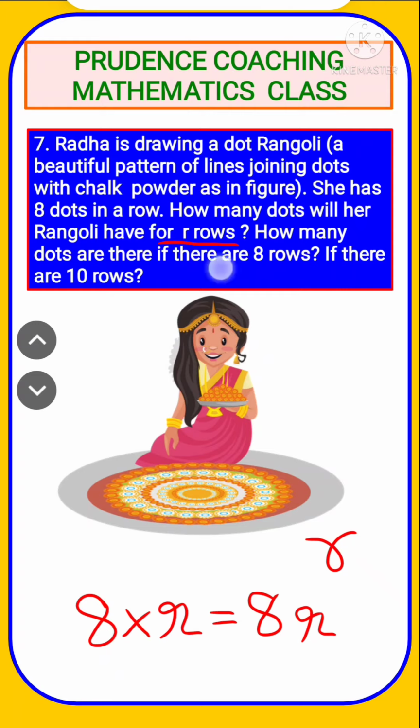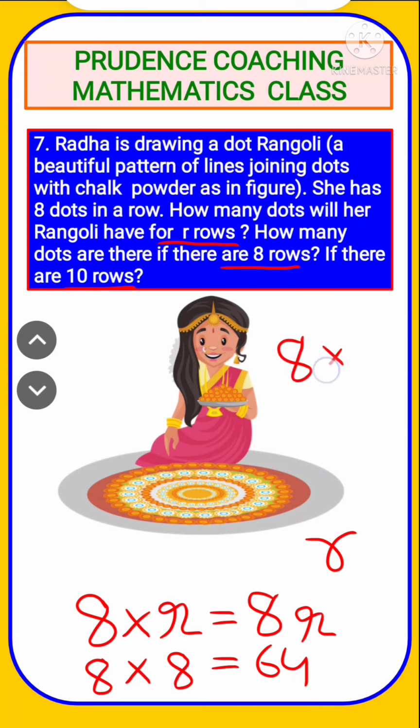Now if the number of rows is 8, then in each row we have 8 dots. Into how many rows do we have? That is 8 according to the question. So 64 will be the total number of dots. Again it is said 10 rows. So 8 dots in a single row into 10. So you will get 80 dots total in case the number of rows is 10.